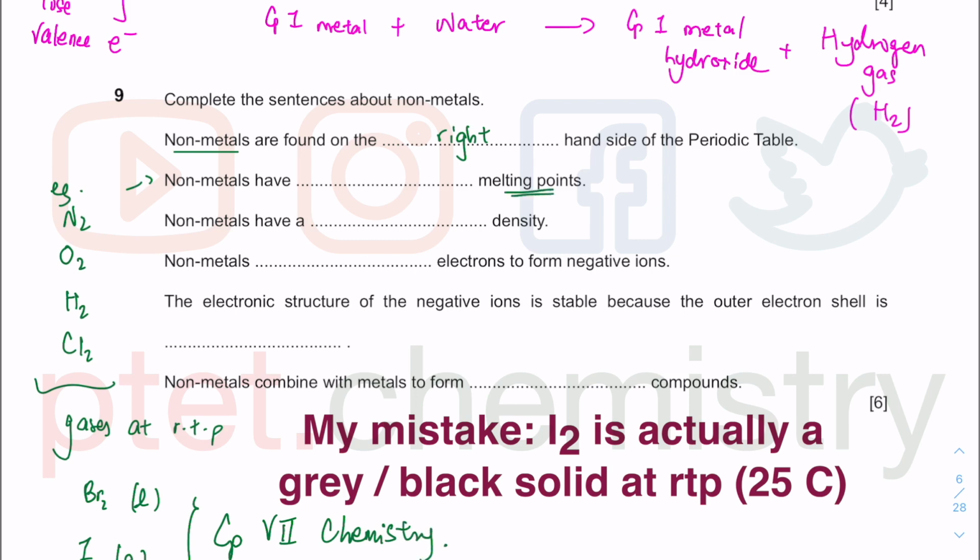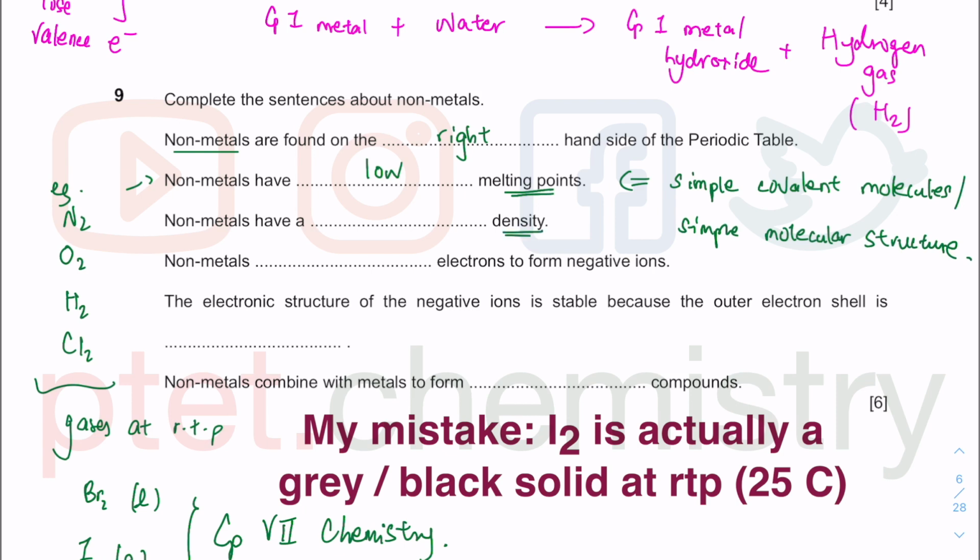In terms of melting point, they are already gases by the time they reach 25 degrees Celsius because they have low melting points. They are all simple covalent molecules, which under structure and bonding in your syllabus you can also call simple molecular structure, and therefore you are just breaking the weak intermolecular forces. That's why they have low melting and boiling points. In terms of density, they are very light as gases, so they have low density, where density is mass over volume. They occupy a big volume and have low mass, therefore low density.